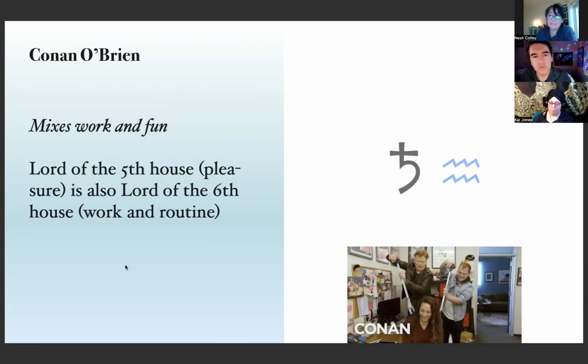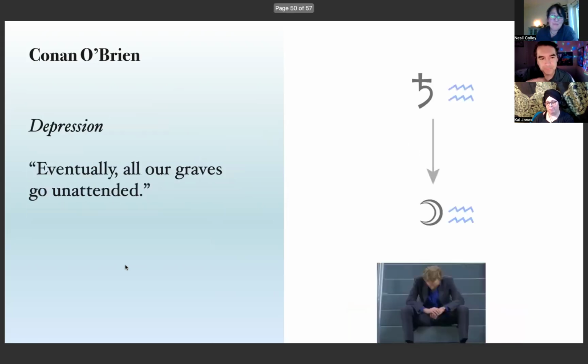Another thing you can look at is house rulership. So Saturn is Lord of the fifth and the sixth, so he likes to mix pleasure and work. One other thing that he does a lot are these skits where you'd think, he's got a sound stage, he's got an audience, he can go out and do segments in Japan. But what he really likes doing is going around to the people that work at the TV show and bothering them. So he mixes work and fun. Fifth house and sixth house are kind of the same house.